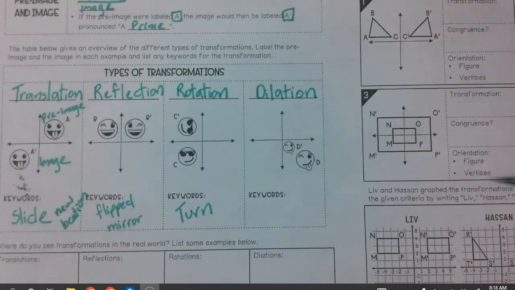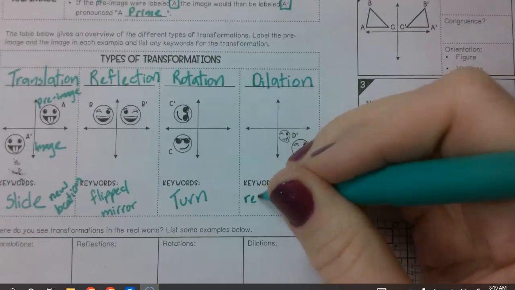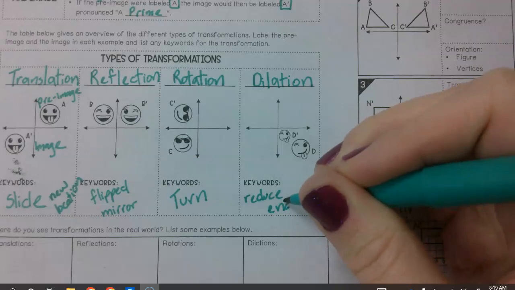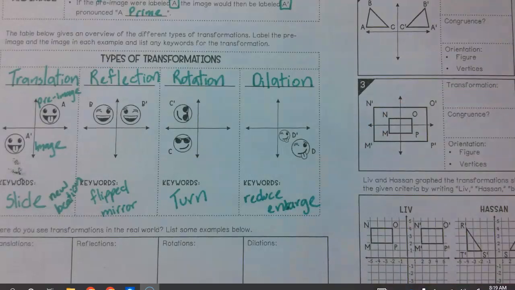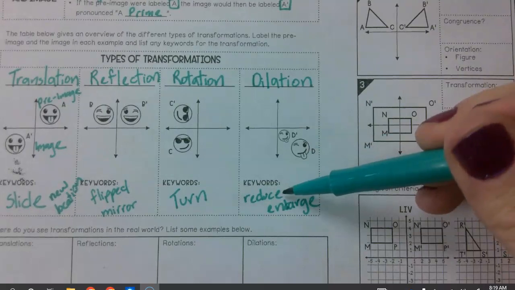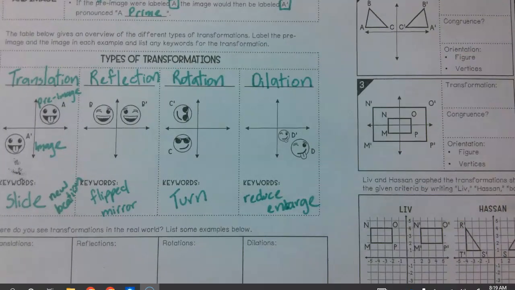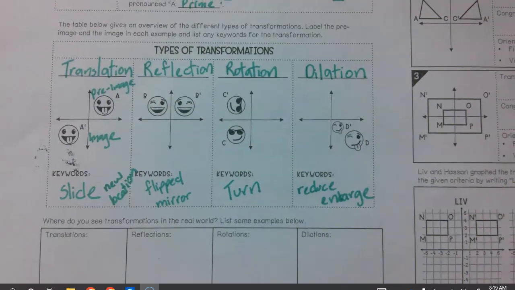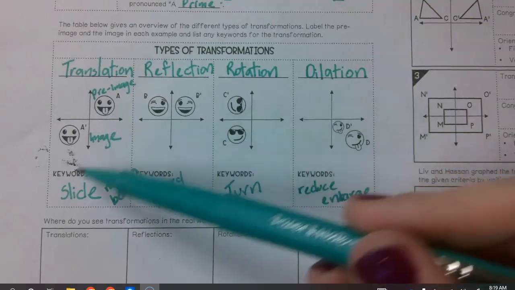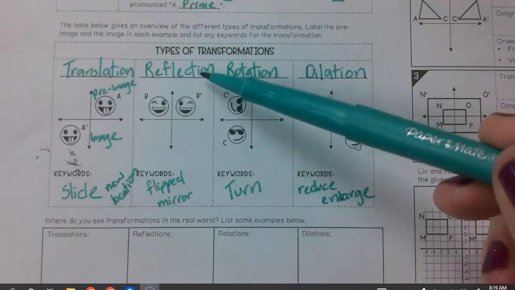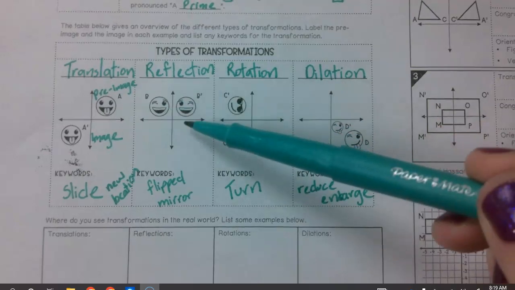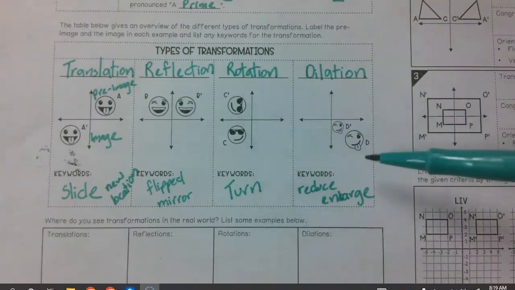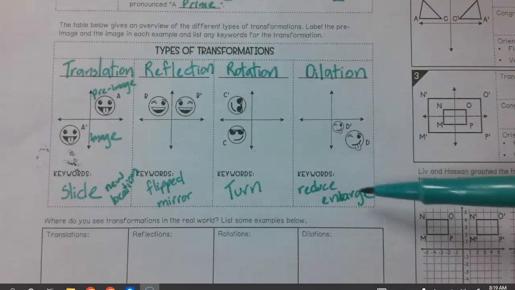Okay, means we can either reduce the size or enlarge. So our figure can either get smaller or it can get bigger when we use a dilation. So these are the 4 examples that we can think of. We have translations that slide. We have reflections that flip or are mirror images of each other. We have rotations that turn. And we have dilations that either reduce or enlarge in size.